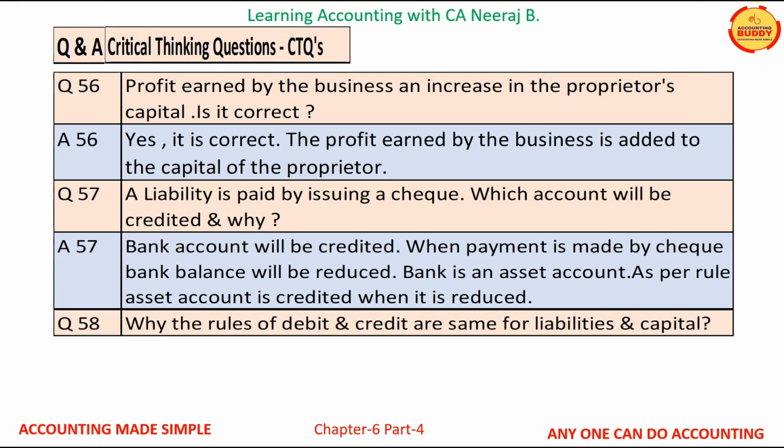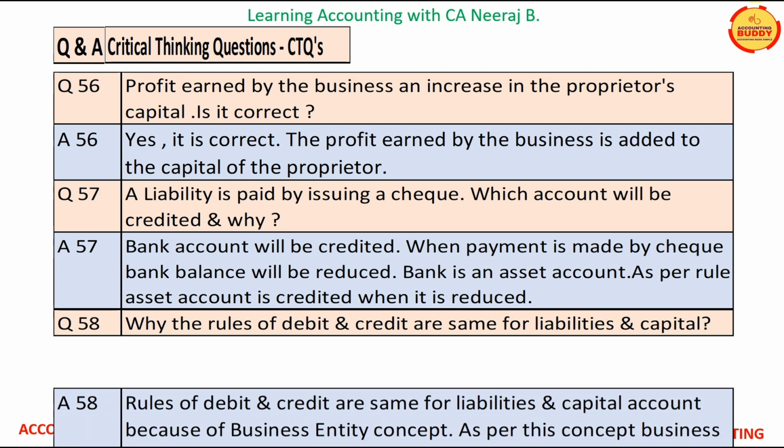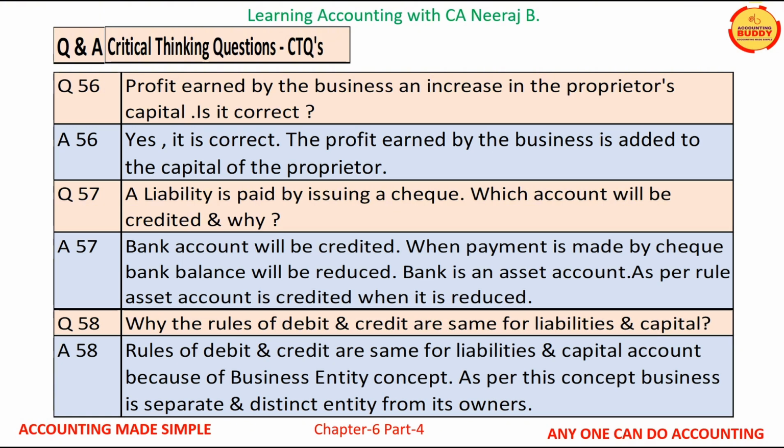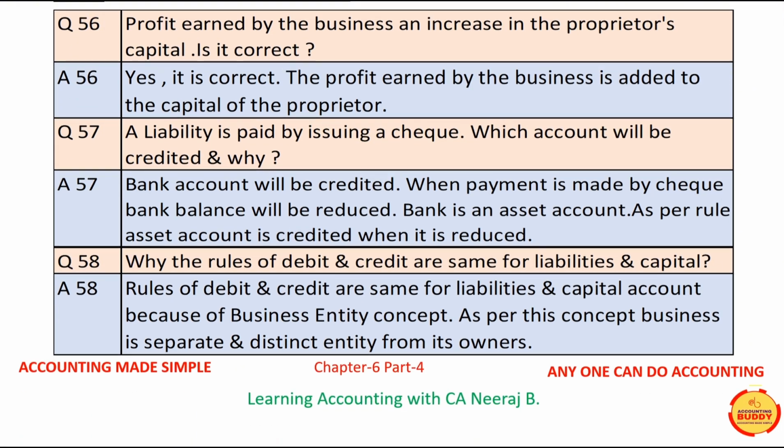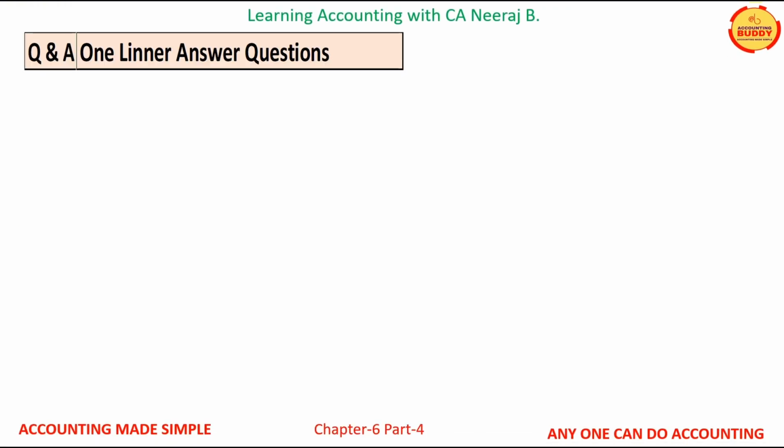Question number 58. Why the rules of debit and credit are same for liabilities and capital? The answer is, rules of debit and credit are same for liabilities and capital account because of business entity concept. As per this concept, business is separate and distinct entity from its owners. In this section, we will take up one-liner answer questions.